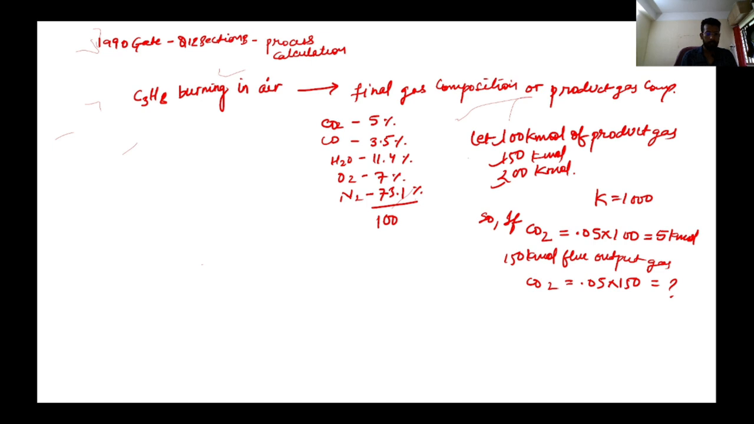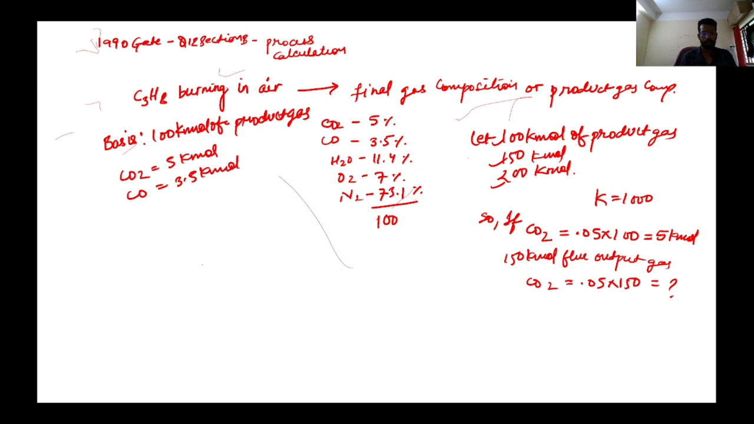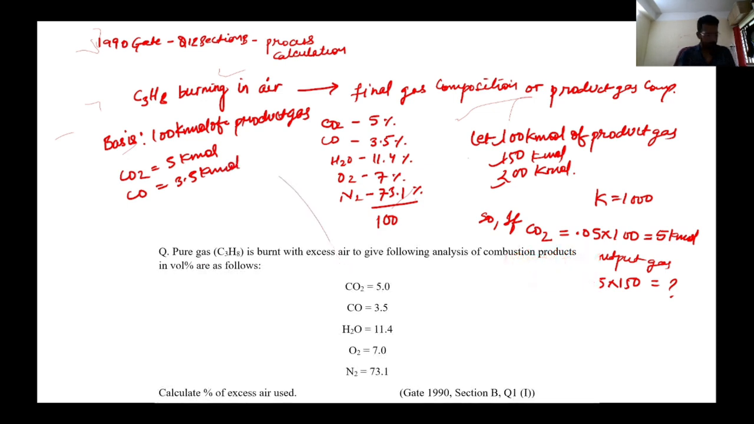So here the basis is 100 kilomole of product gas. So CO2 is 5 kilomole, CO is 3.5 kilomole. Now the question is saying calculate the percentage excess air.